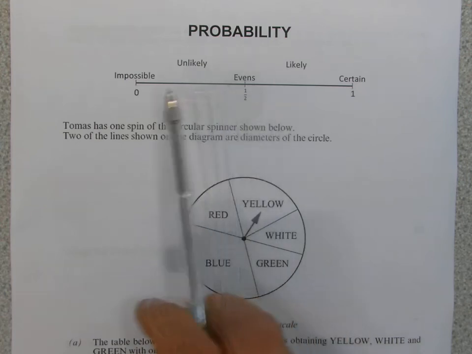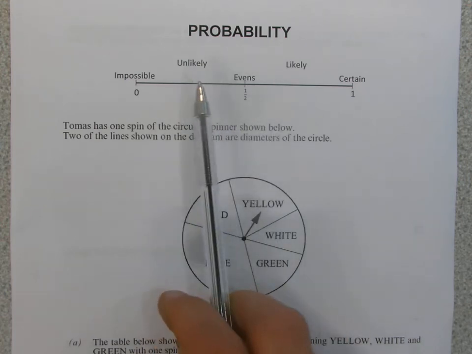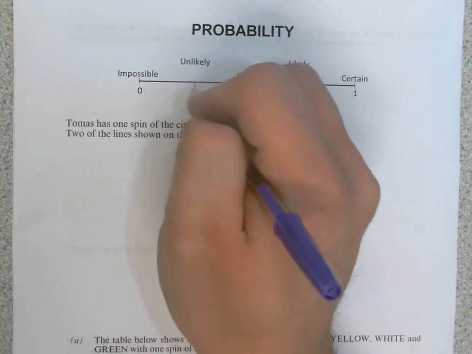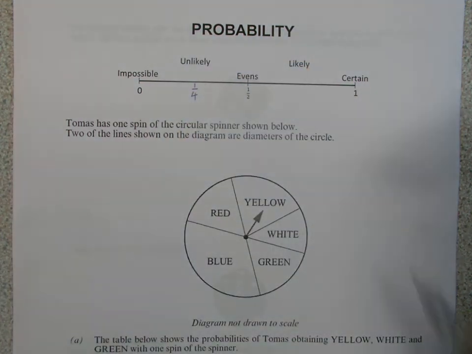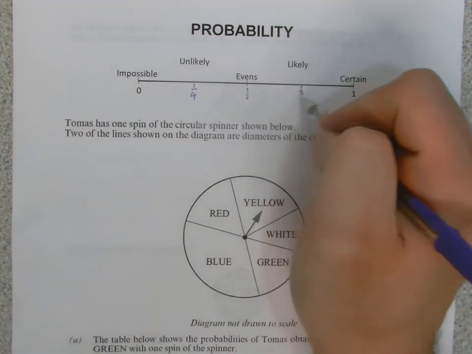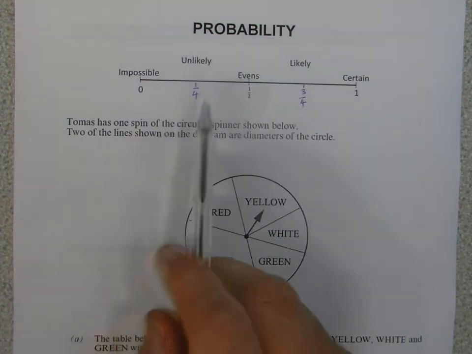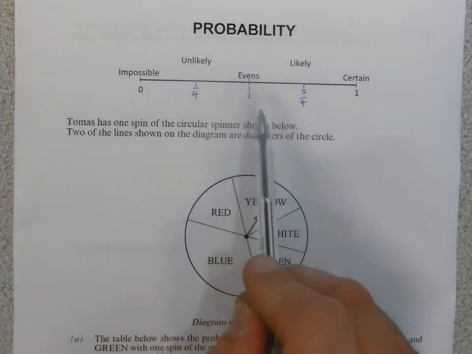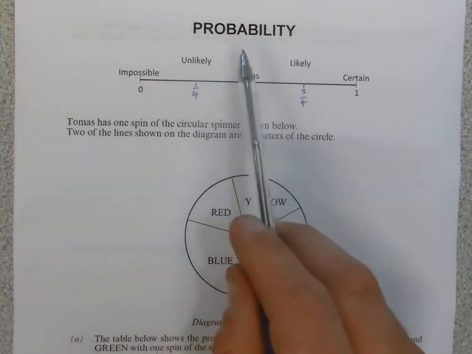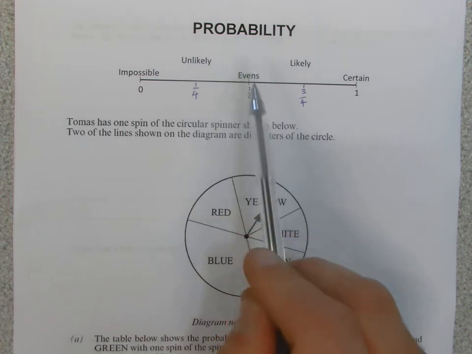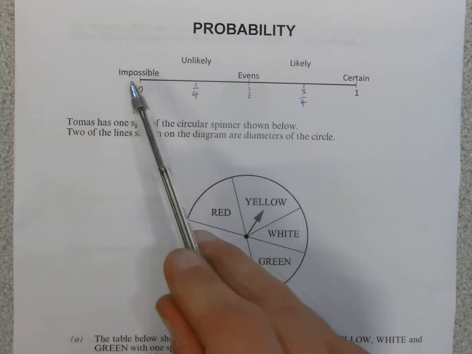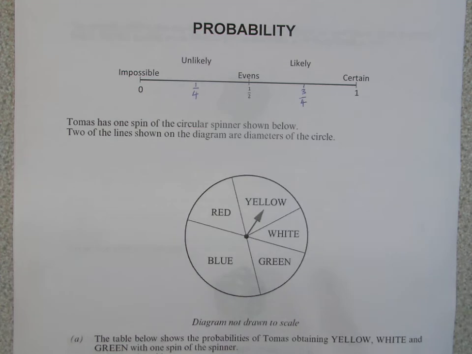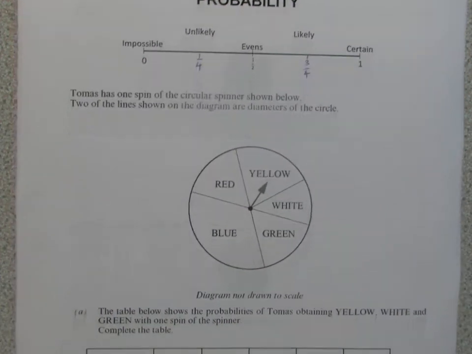between, the lower half, is unlikely. So for instance, if you got 1 in 4, 1 in 4 would go here, wouldn't it, as a quarter? That would be an unlikely chance, whereas here a likely chance would be if you had a 3 in 4 chance, 3/4. Evens is in the middle, so you've got a half there, or 0.5 as it's also written. It could also be said as a 50% chance, then you've got evens. Anything less than that is unlikely, going to impossible, and above it is likely, going to certain, which would be 1.